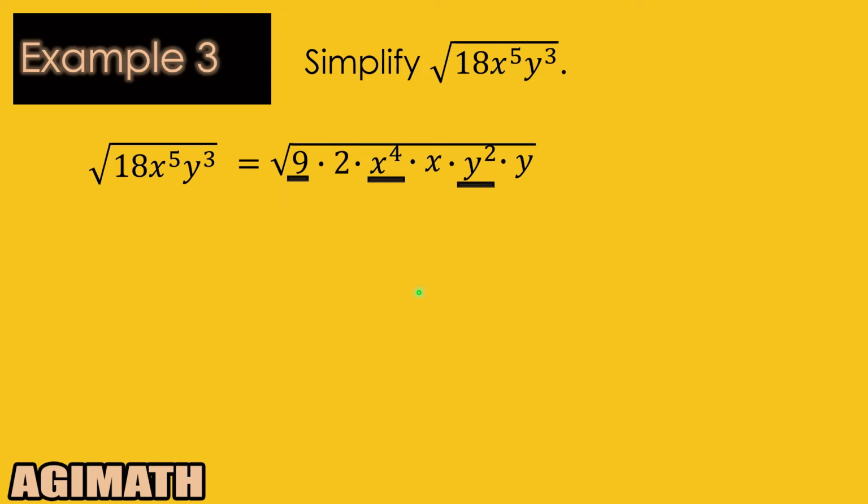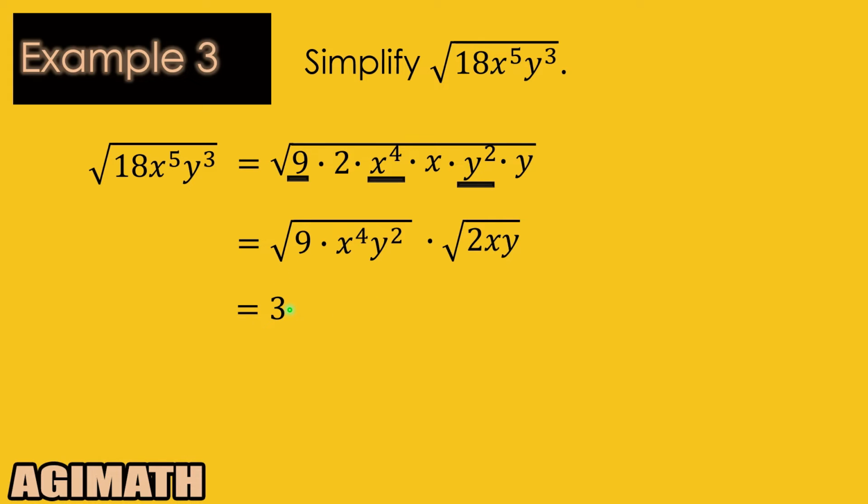Now we group them together. 9 times x to the power of 4 times y squared. And then on the other radical sign, the remaining, we have 2x and y. Now we simplify. What is the square root of 9? Square root of 9 is 3.